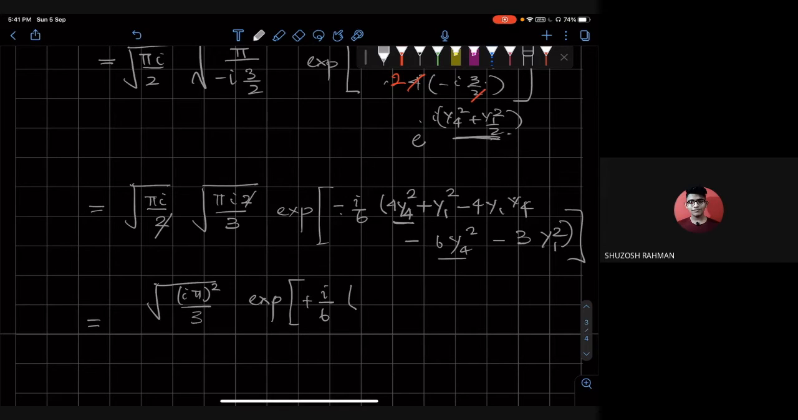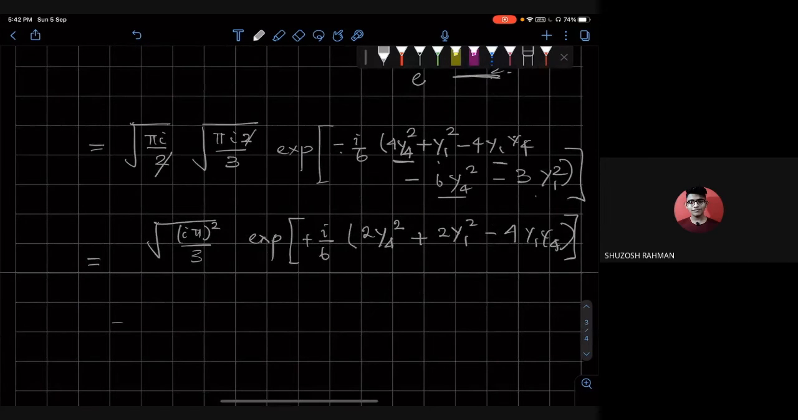So we will get inside the bracket 2 y4 squared plus, and we have y1 here, minus 3 y1. So it'll get minus 2 y1. So we'll get 2 y1 squared here. And then we will get minus 4 this guy, which is y1 y4. And then we can factor out a 2 from this whole thing. And therefore, we will get square root of i pi squared by 3 exponential.